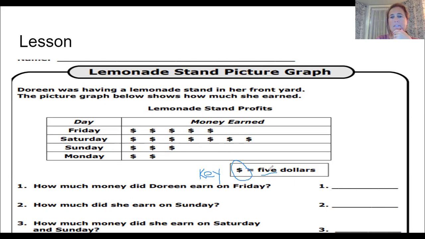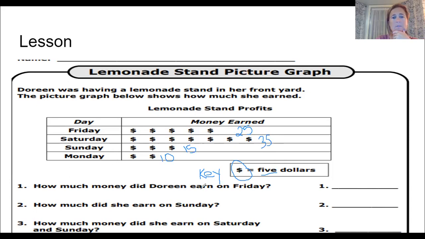With the money being $5 each, I'm going to count by fives. 5, 10, 15, 20, 25. So they made $25 on Friday. 5, 10, 15, 20, 25, 30, 35. $35 on Saturday. 5, 10, 15, only $15 on Sunday, and 5, 10, only $10 on Monday. Now that we know how much they've earned on each day, we can go to the questions.